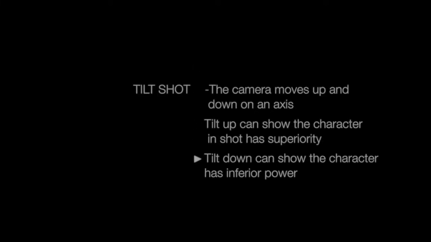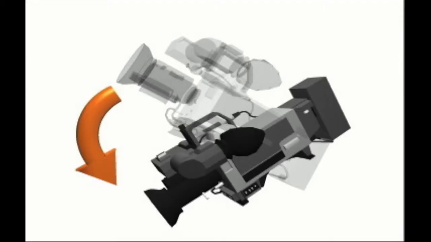The tilt shot involves a camera moving up and down on an axis, which is usually a tripod. A tilt up can show superiority as it looks up at the character, and a tilt down can show inferiority by making the character look small.